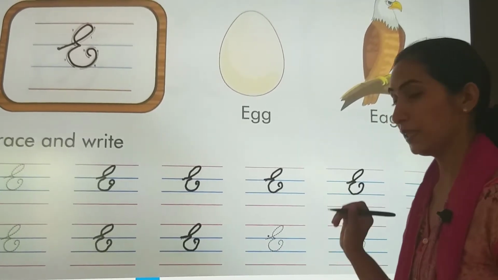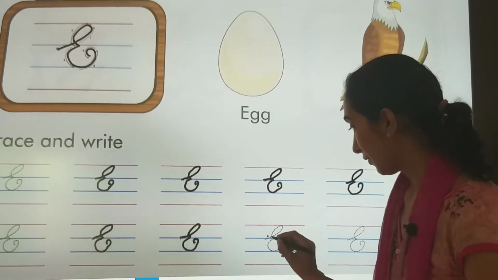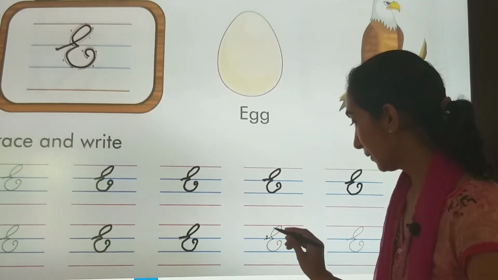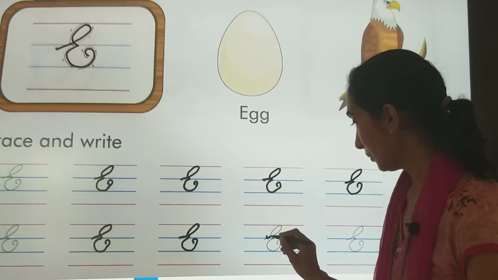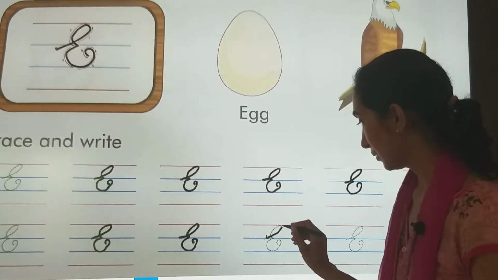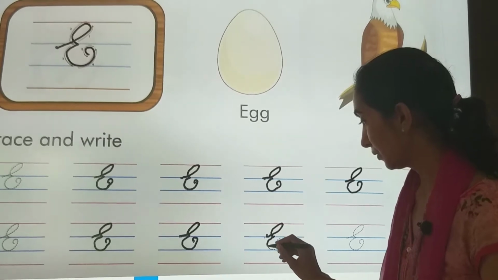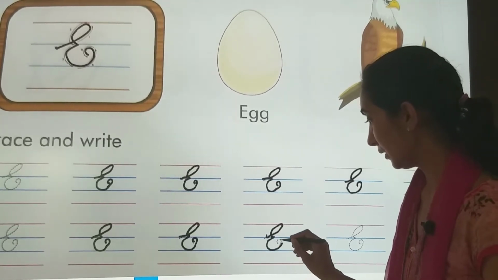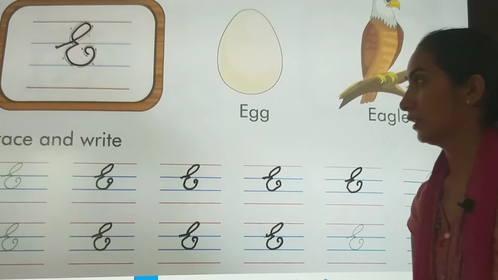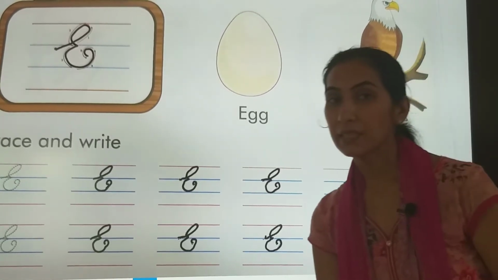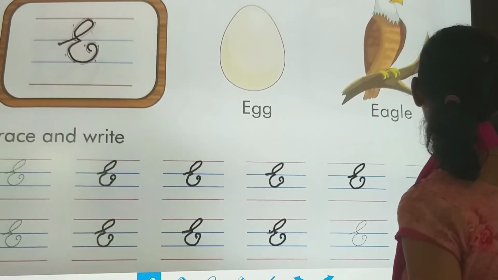Now let us see again. From this blue line, go up, take a curve. This is E. Now let us see the next letter.